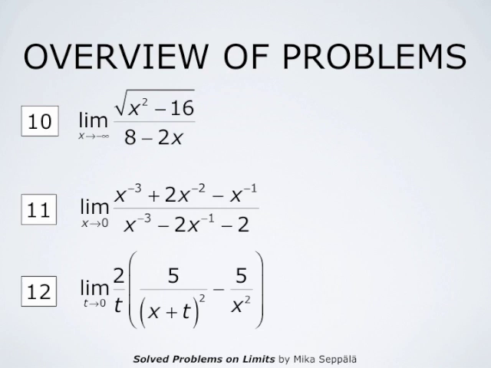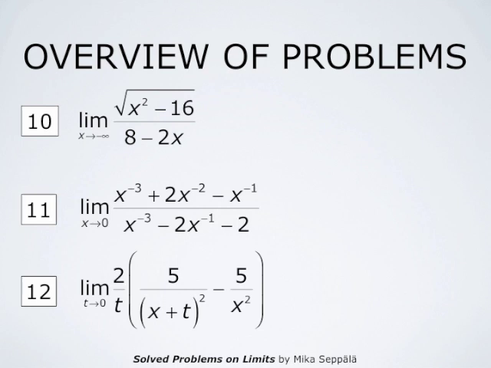In problem 11, x approaches 0. The quantity is x to the power minus 3 plus 2 times x to the power minus 2 minus x to the power minus 1, and that divided by x to the power minus 3 minus 2 times x to the power minus 1 minus 2. The last problem is problem number 12.